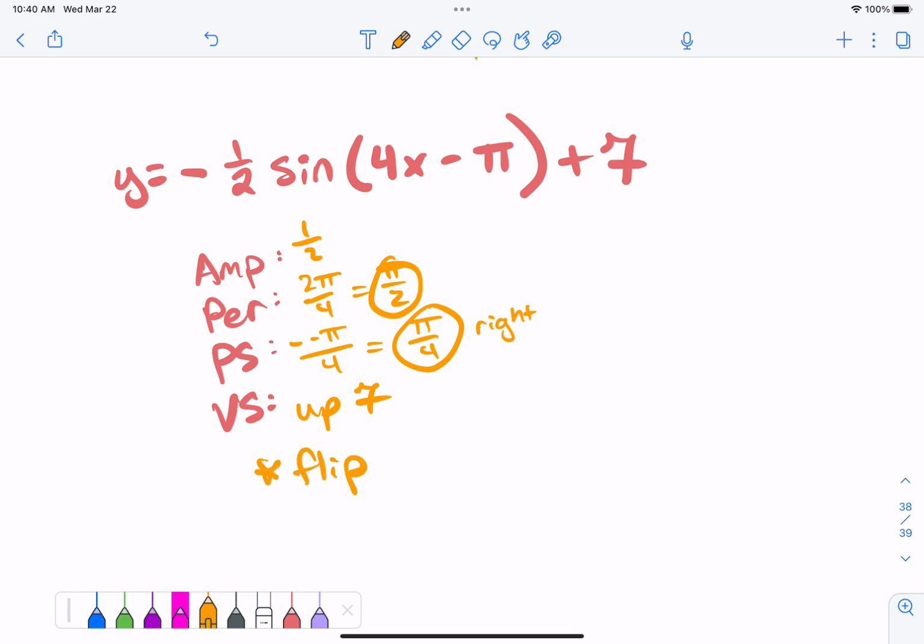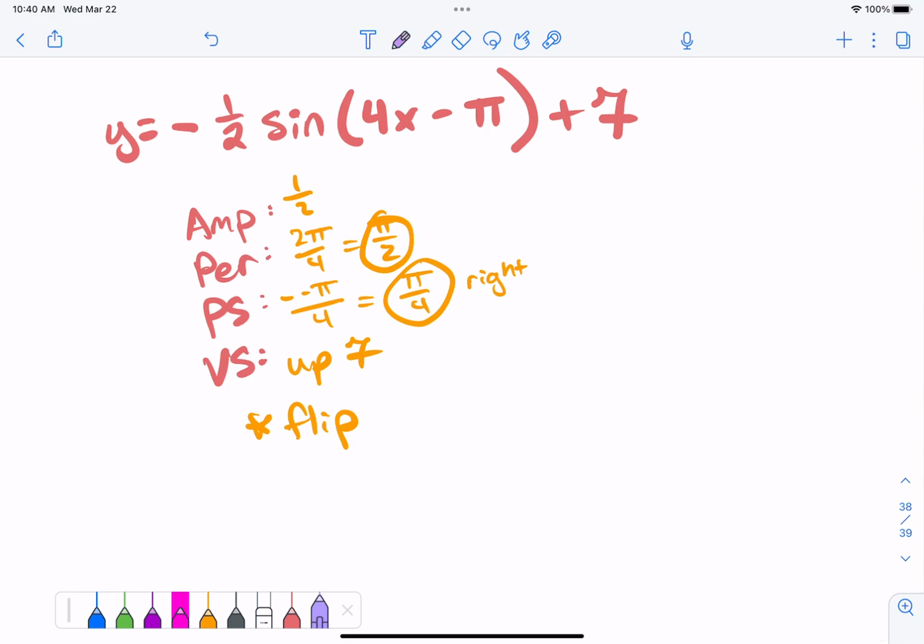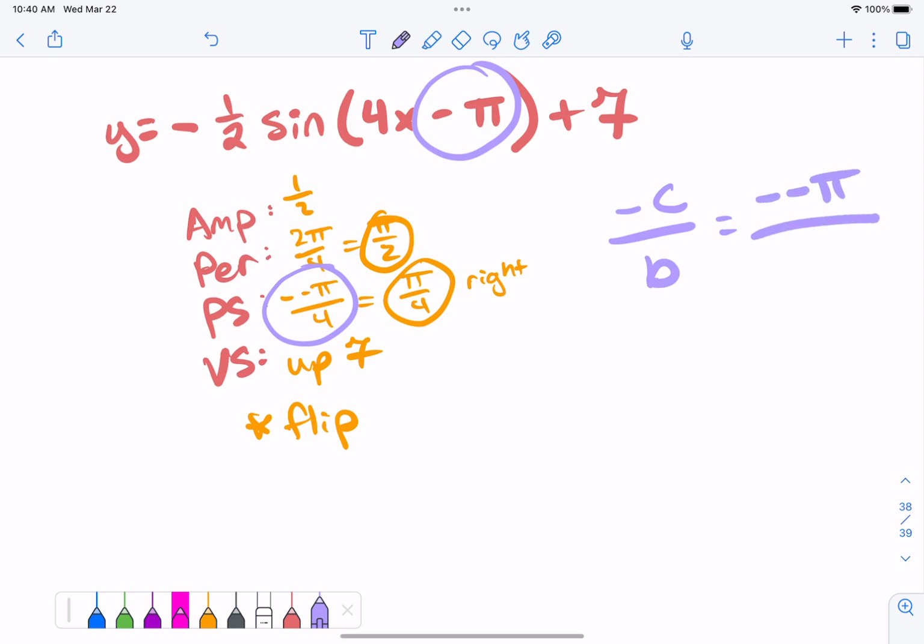I always struggle with my phase shift. Okay, yeah. This is what I see a lot of times happen. Don't do this, right? When you go to do your phase shift, you know it's negative C over B, right? Here's what I see people do a lot. They say C is negative pi. Got it. Negative pi. But you know what they use for B? Pi over 2, because that's what the period was.